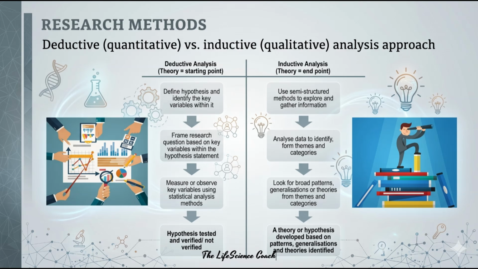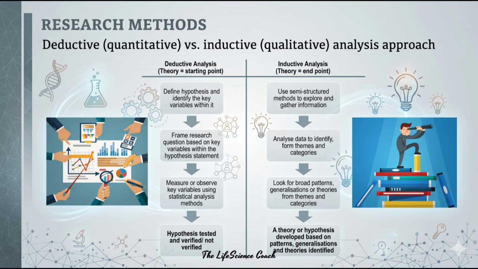Based on these variables, research questions are framed and data is collected using structured methods such as surveys, experiments, and statistical analysis. The collected data is then analyzed to determine whether the hypothesis is supported or rejected. In simple words, deductive research moves from general theory to specific conclusions. It focuses on testing ideas using measurable evidence and logical reasoning.